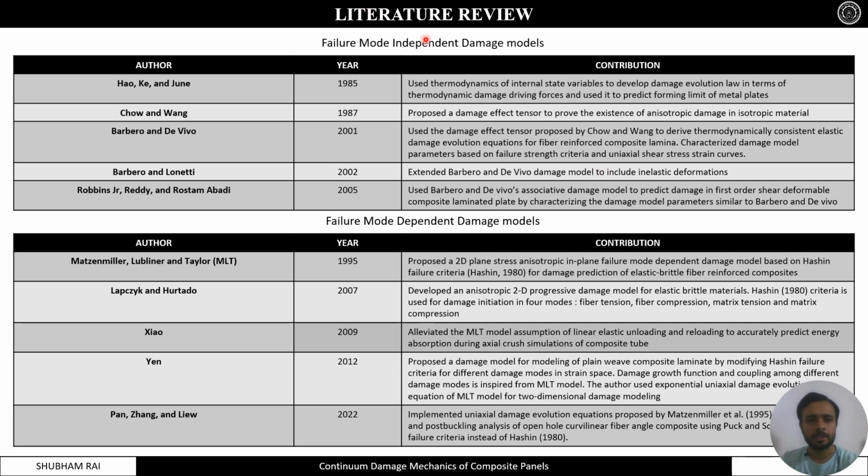This is a literature review. From this literature review, we have characterized the damage models into two categories: one is failure mode independent, the other is failure mode dependent. Mainly we are going to focus on the Barbero and Vivo failure mode independent damage model, and the Matzenmiller, Lubliner, Taylor failure mode dependent damage model.